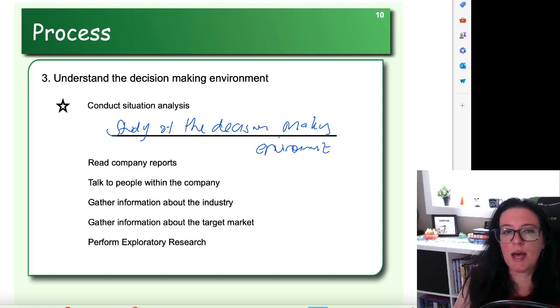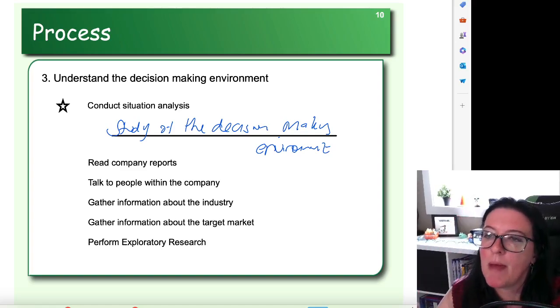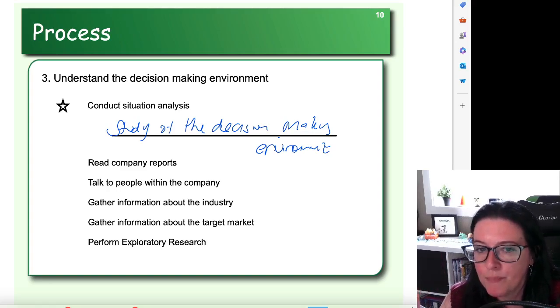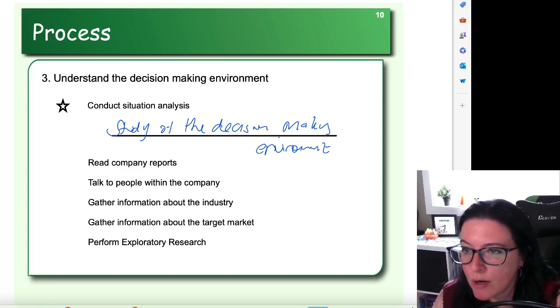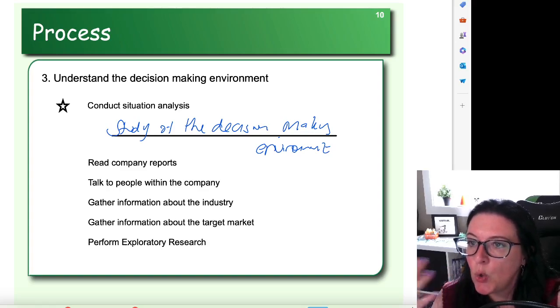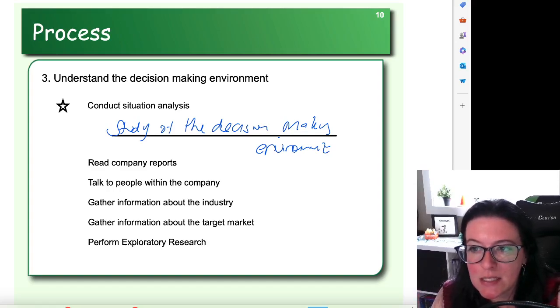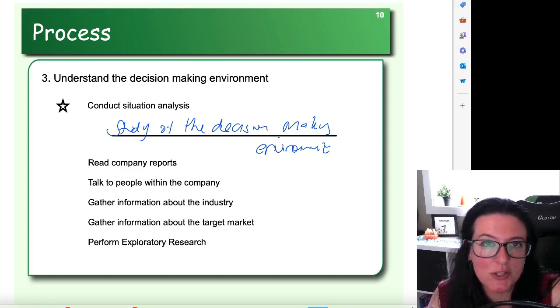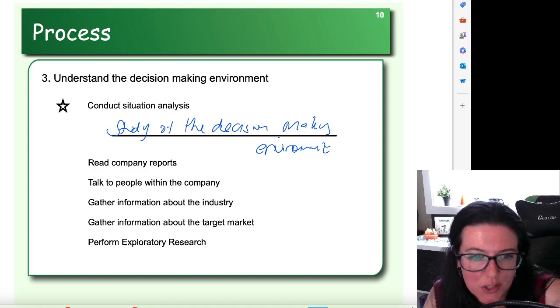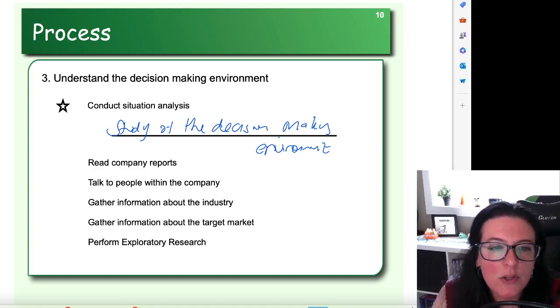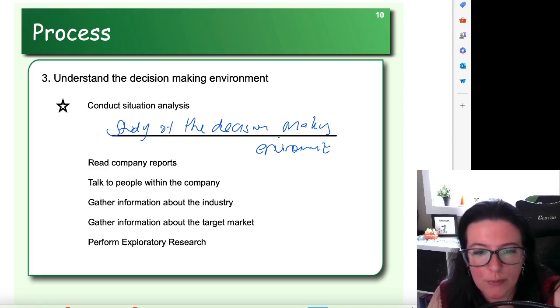All right, so we need to better understand how these decisions are going to be made, the impact they will have. So we might read company reports, talk to people within the company, who has the ability to make these decisions, how have decisions been made in the past, what do we need to consider when making decisions? So gathering information about the industry, how the organization operates, gathering information about the clients, the customers of the organization. So who is that ideal client or customer, that target market? And we perform some exploratory research.